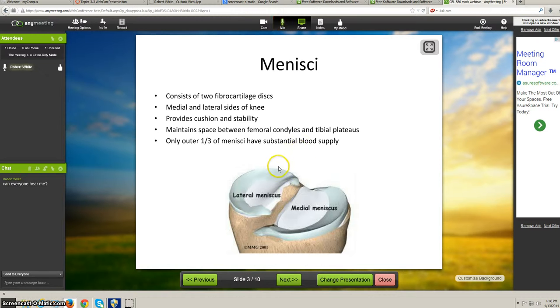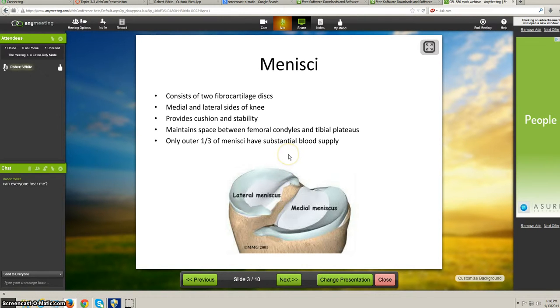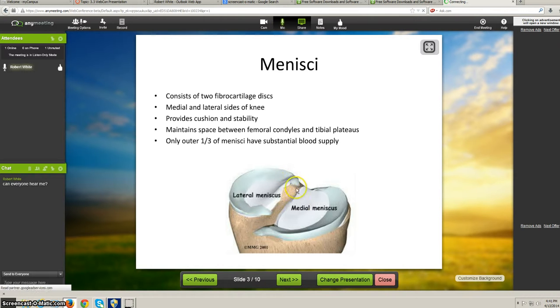Only the outer third of the meniscus has a blood supply, which is important. If there's any injury to meniscus, or any body part, it's important that there is an adequate blood supply for the healing process. So it's important to know that if there's not an adequate blood supply, like there's not in the meniscus, any sort of injury will require a surgery to fix that, as it will not heal on its own.